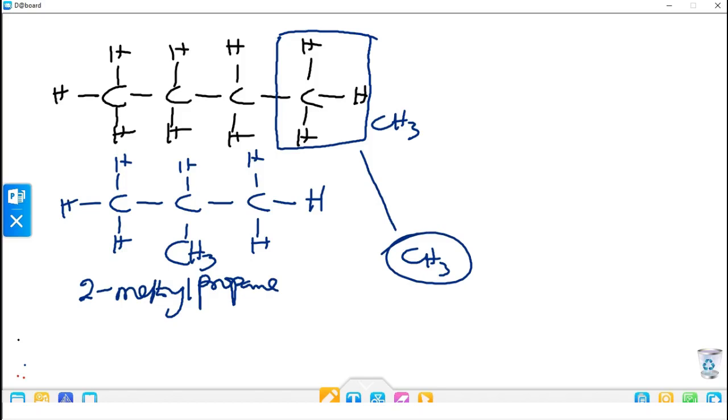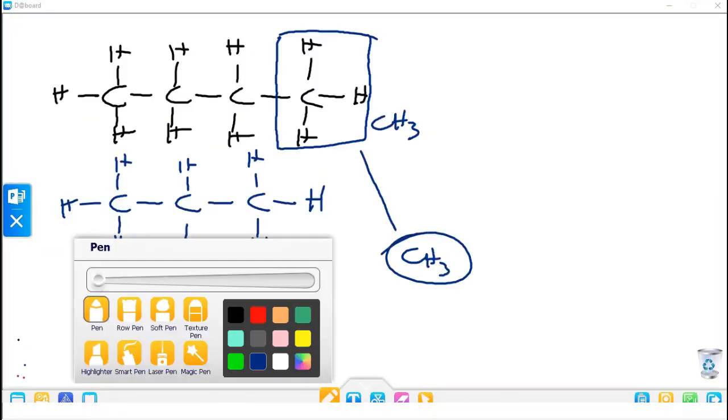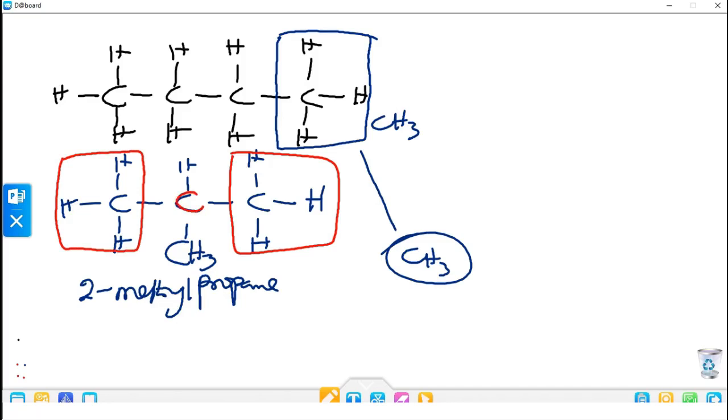Let's take a look at rule 3. Rule 3 says that the extreme CH3 can never be moved again. Looking at the isomer of butane, which is 2-methylpropane, this CH3 here, or this one, can never be moved again. We cannot break them again to form any isomer. Why? It is because they are already attached to this middle carbon atom that is attached now to the CH3 that has formed the isomer.